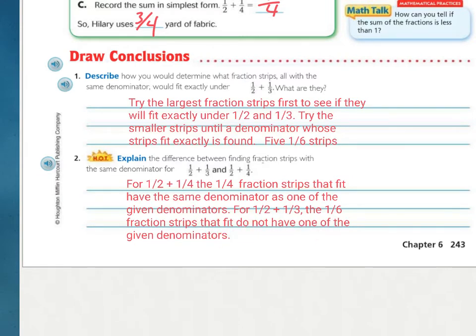So it's not always going to be in the problem. So for example, in this problem right here, 1/4 I could use under both of them. But in this problem, 1/3 and 1/2 I couldn't use. So I had to keep going to the smaller ones until I found one that fit under both of them. And that was the 1/6. Then remember, I had 5 of the 1/6 to make that happen.